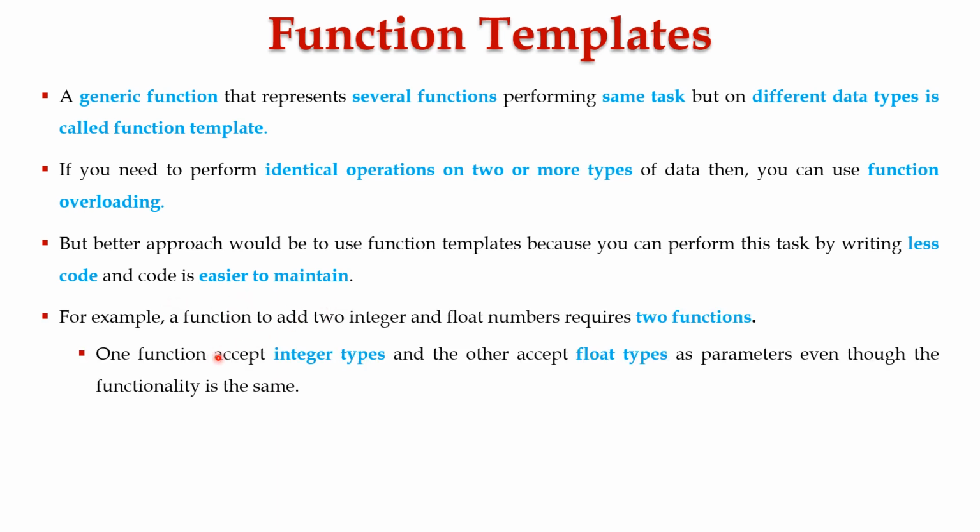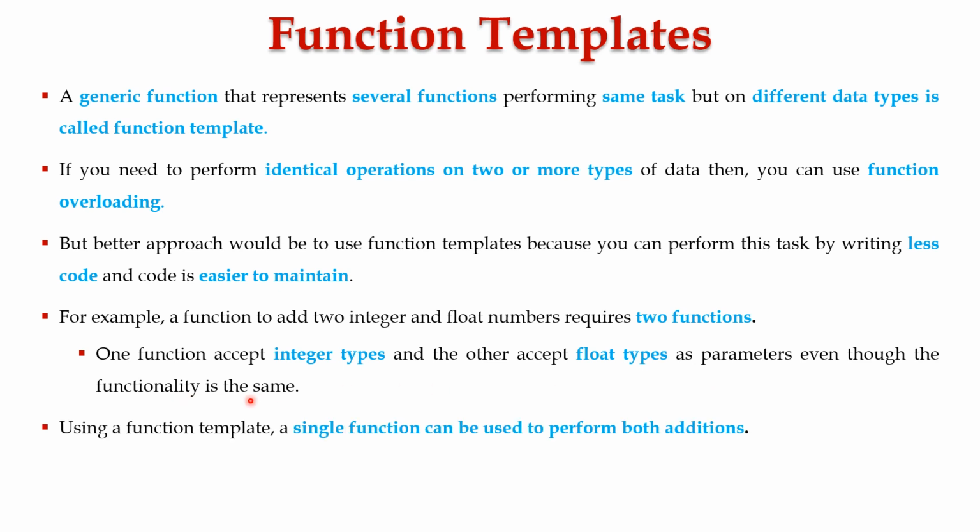For example, a function to add two integers and two floating point numbers requires two functions. One function to accept integer type and another function to accept the floating point type as parameters. Even though the functionality is the same, we require two functions here. Using a function template, a single function can be used to perform both additions, which means it has two different parameter types, that is integer and floating point. It avoids unnecessary repetition of code for doing the same task on various data types.